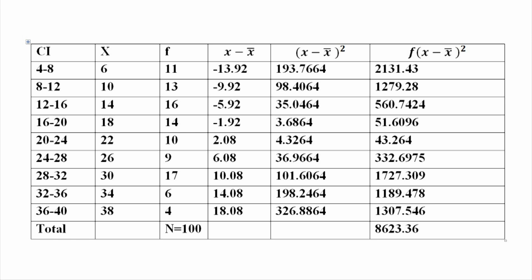Then, multiply the values of column 5 with the frequency values in column 3. The values are 2131.43, 1279.28, 560.7424, 51.6096, 43.264, 332.6975, 1727.309, 1189.478, 1307.546, which are entered in column 6.